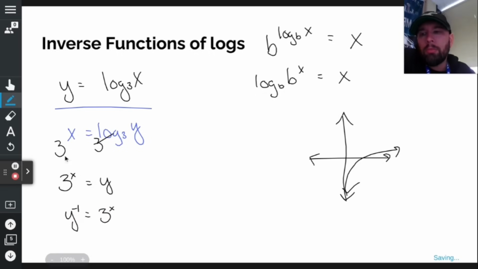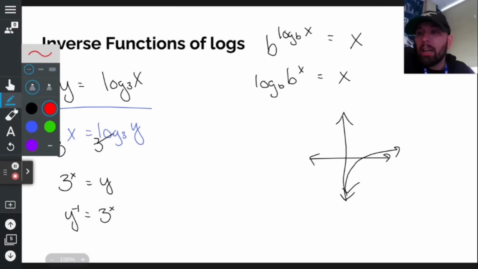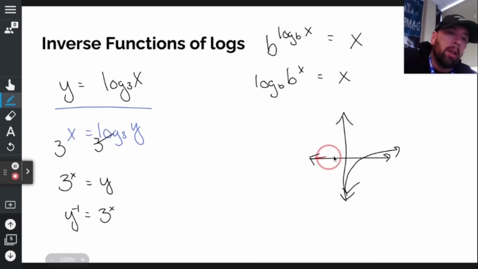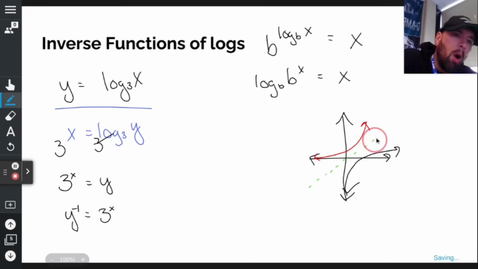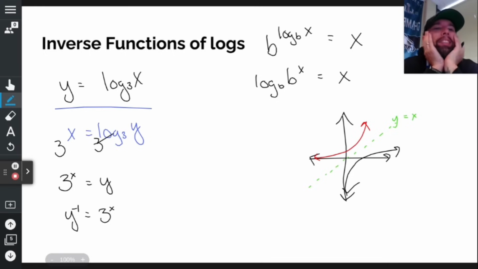And then what we have is an exponential function. And I know exponential functions look like this. And if you're wondering, oh wait a minute, I know that is a reflection over the y equals x axis. Oh, a phrase that's very difficult for me to say, but I did it.